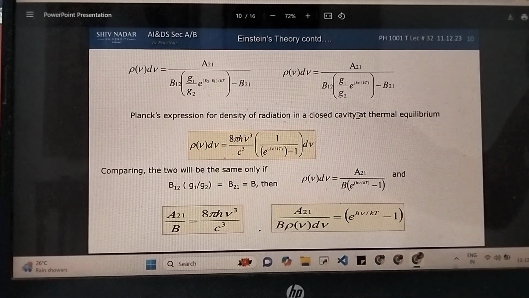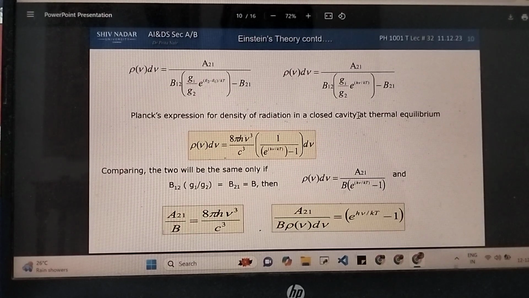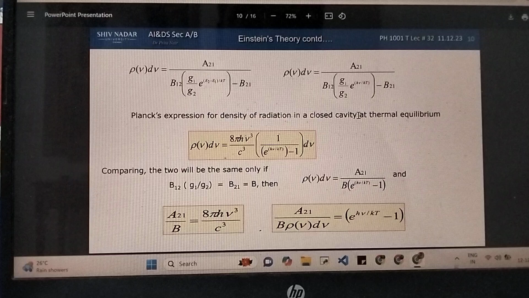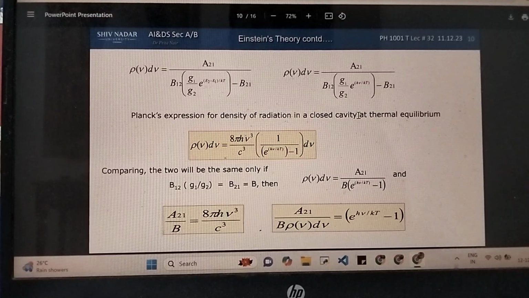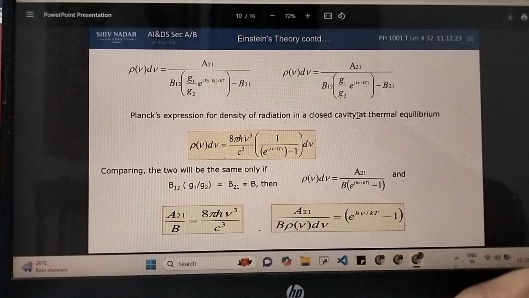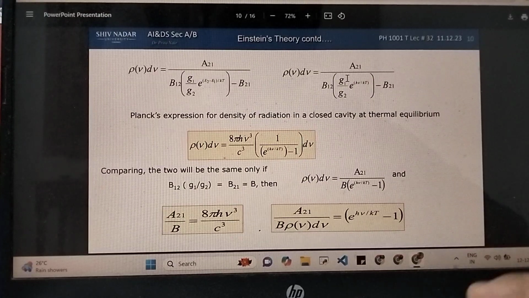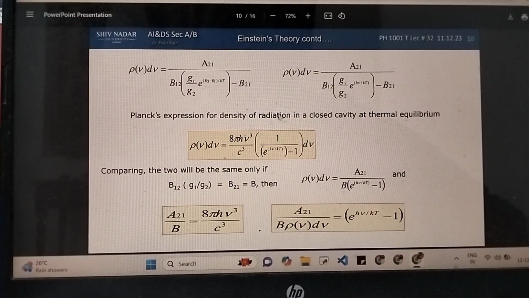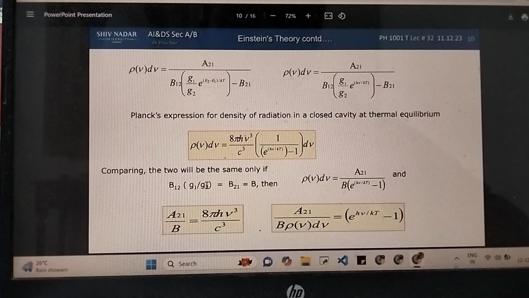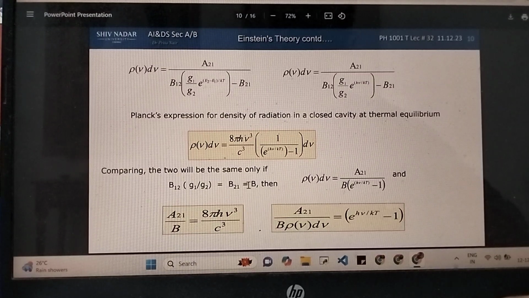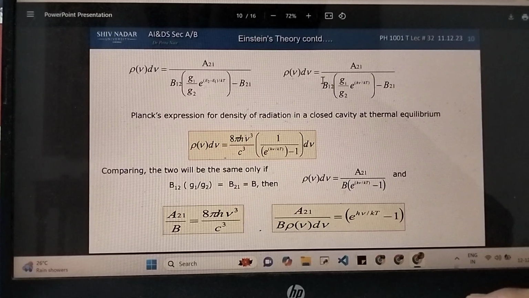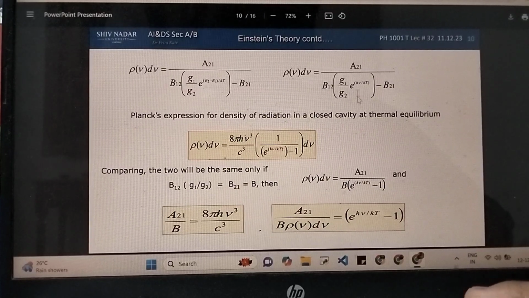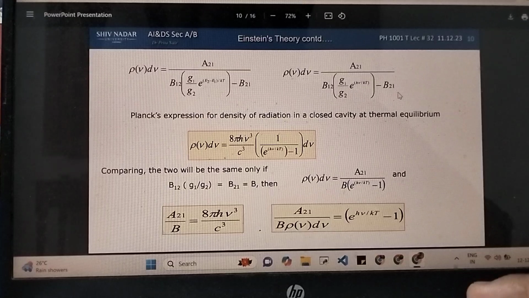Now if our whole reasoning and everything we've been learning so far is correct, the theoretically defined expression should be equal to the experimentally determined one, right? So you equate this to this, and that will only be possible if B12 G1 by G2 is equal to B21 is equal to B. We'll see why that is. So you assume B12 G1 by G2 is equal to B and B21 is also equal to B.